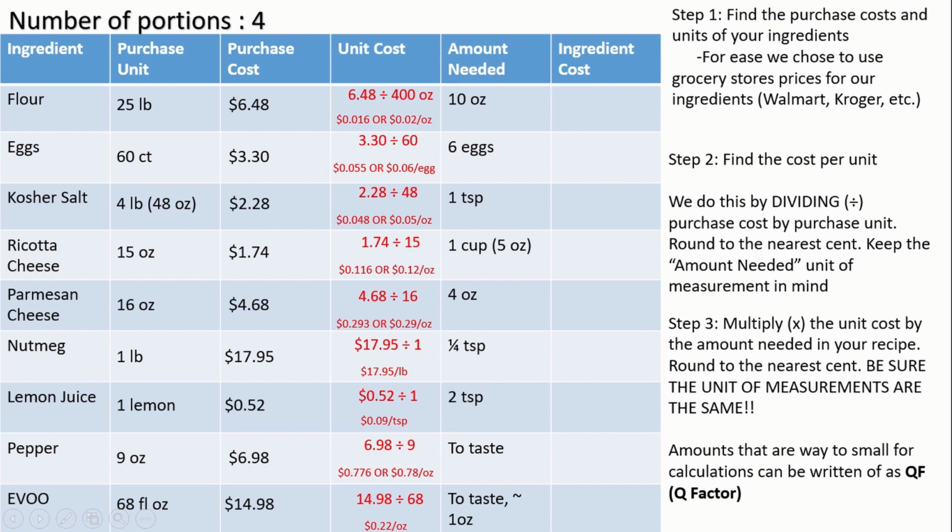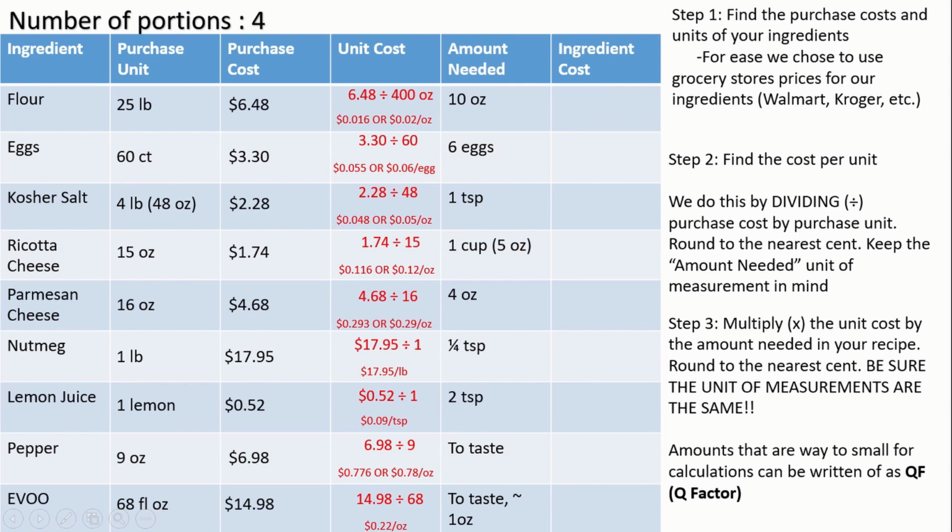ingredient cost. So what we do is we simply take the unit cost, here in this case 2 cents per ounce, and multiply it by the amount needed in your recipe. Now, super important here, as I said before, make sure your units of measurement are the same when you multiply. So for example, here we made sure that we are multiplying 2 cents per ounce with ounces. If you took $6.48 and divided it by 25 pounds and found the unit cost per pound, you can't just multiply that by then 10 ounces because your units of measurement are off. You need to make sure that these are the same.